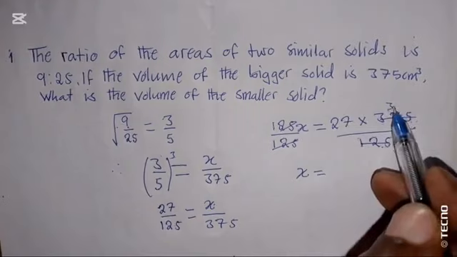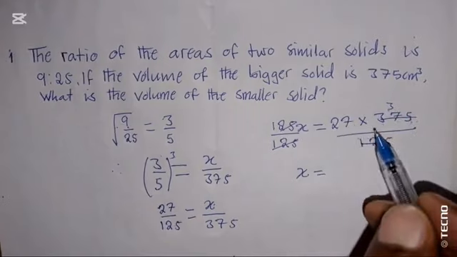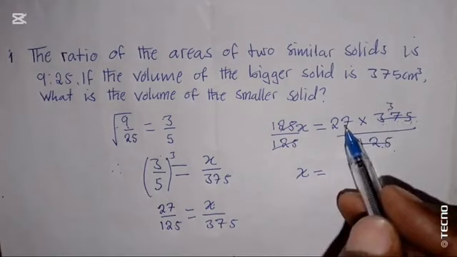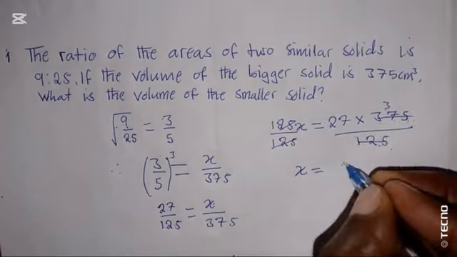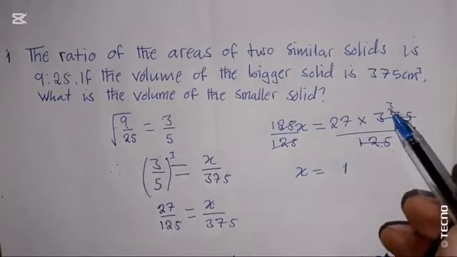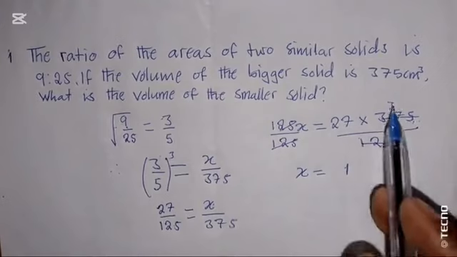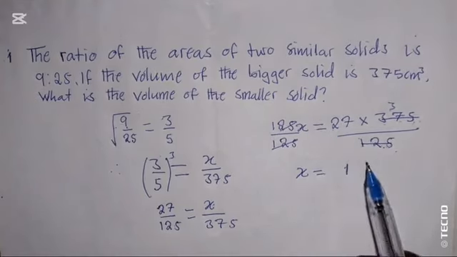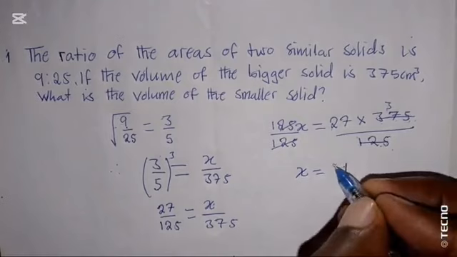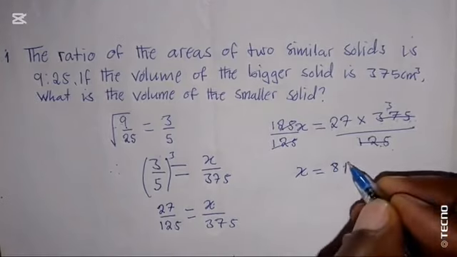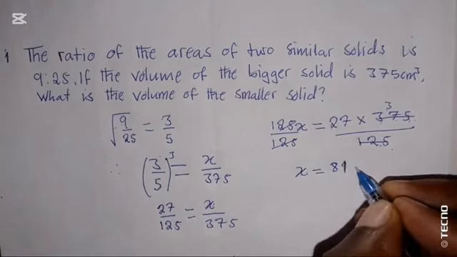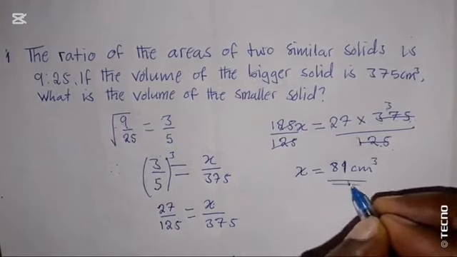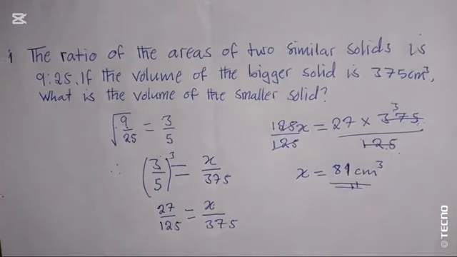27 times 3. So 3 times 7, we get 21. So it's 1, remainder 2. Then 3 times 2 is 6, plus 2, we'll get 8. So here we have 81. Our answer is 81 centimeter cube. This is the volume of the smaller solid.